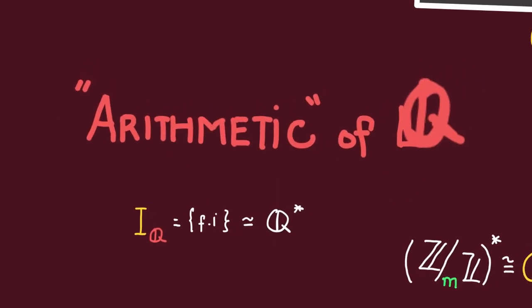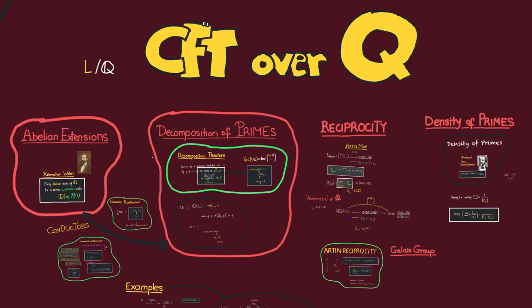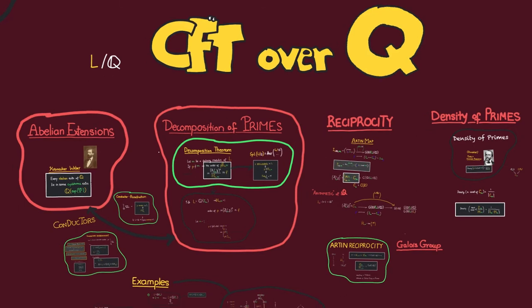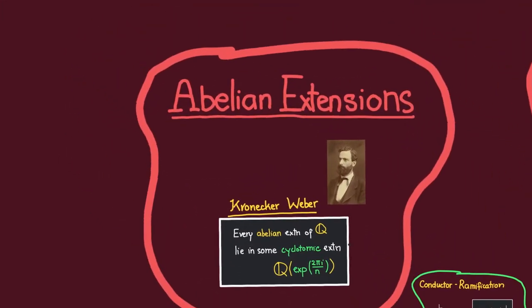Okay, so how do we express everything in terms of the arithmetic of Q? How do we relate abelian extensions of Q, Galois groups of those extensions, decomposition of primes in those extensions, reciprocity laws, density of primes, and so on, in terms of the fractional ideals of Q? Where should we even begin? Which topic should we start with? Actually, there's an easy answer for that. Remember from the introduction that we already know all the abelian extensions of Q.